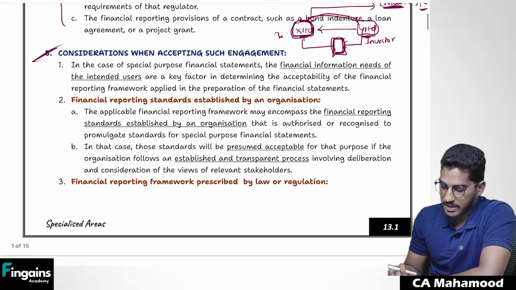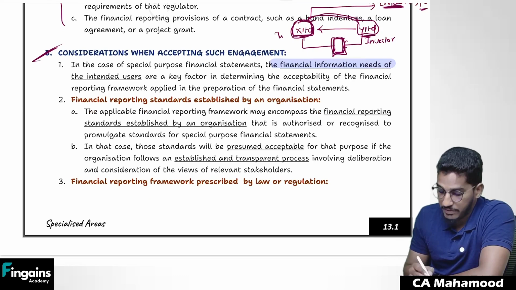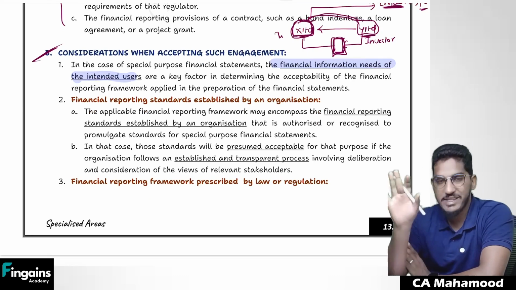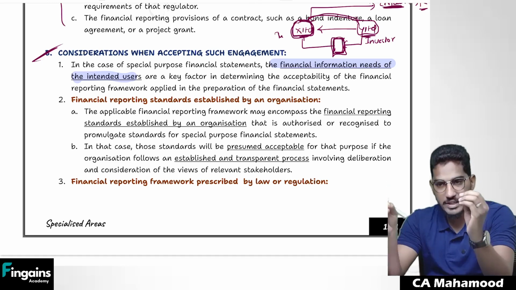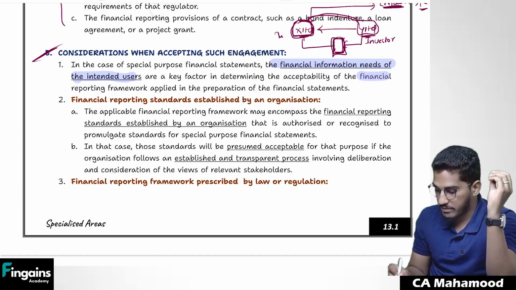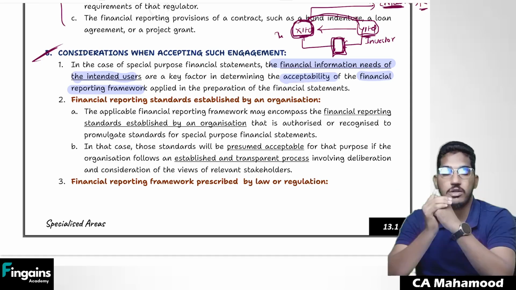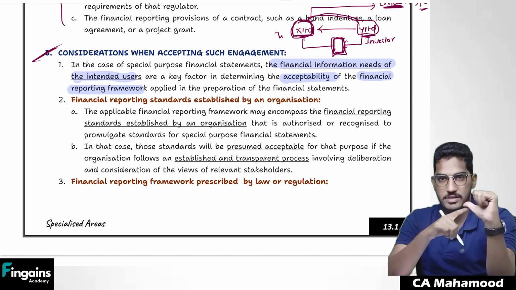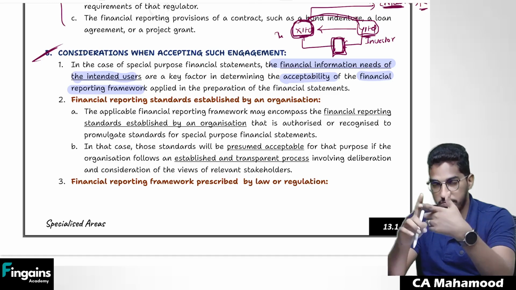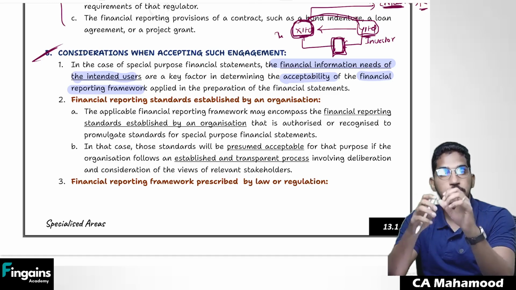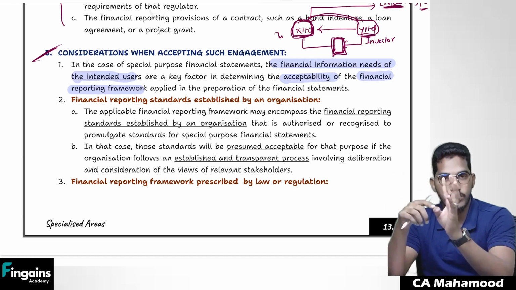So the first consideration is that you need to determine the financial information needs of specific users. Who is that intended user? What is his information requirement? What is his need? That you need to understand. And whatever financial reporting framework they are applying, whether it is acceptable or not, that you need to determine. So first step, whenever a client approaches you and asks you to do the audit of special purpose financial statements, the first thing you have to consider and know is the requirements of that specific user. That you need to understand.